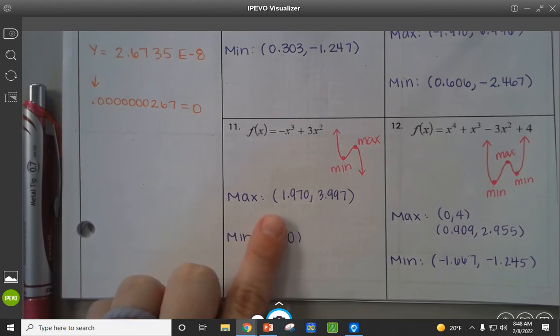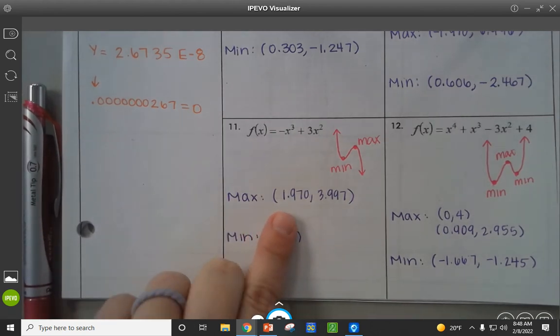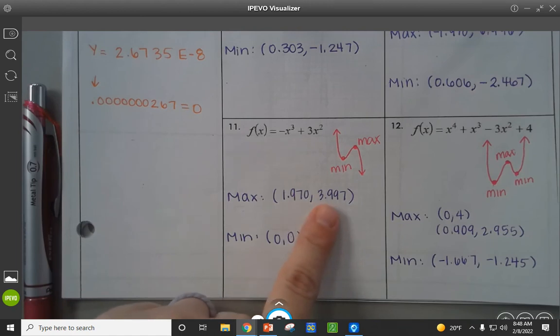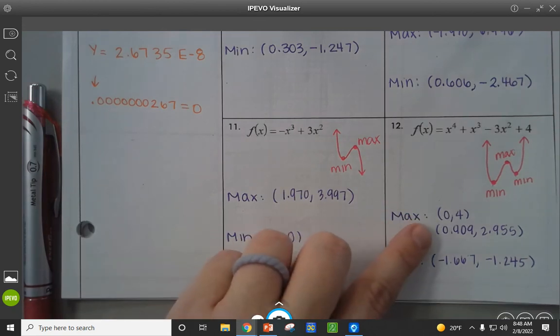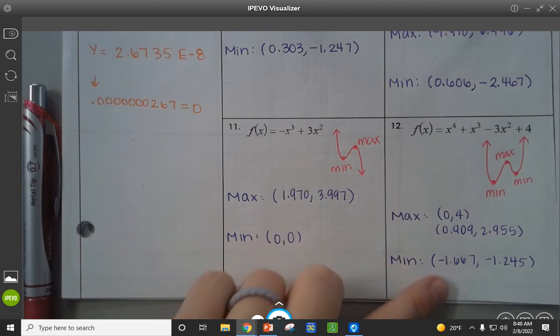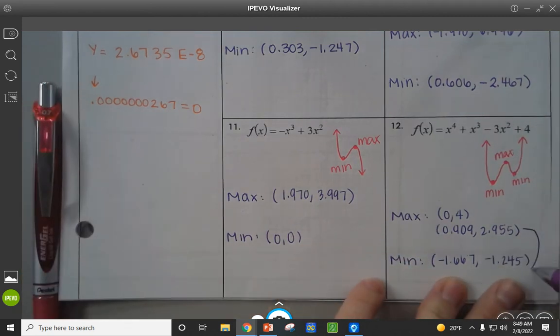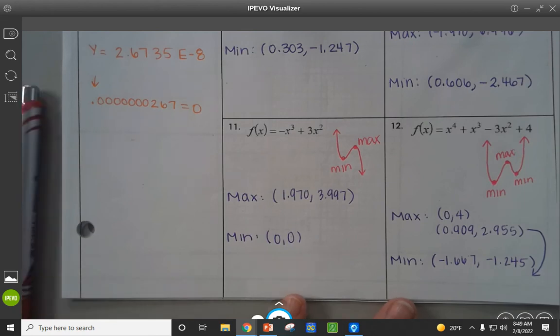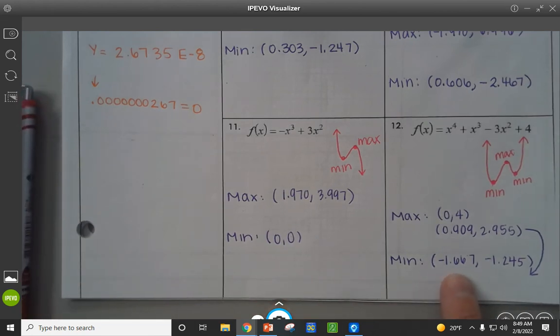Number 11, your max should be roughly 1.970, comma 3.997. And your minimum was 0, 0. Max on number 12, you had a 0, 4. That should be your minimum down here. And then you had two minimums at -1.667, comma -1.245. And then another minimum at 0.909, comma 2.955. And again, your numbers will be off a little bit.